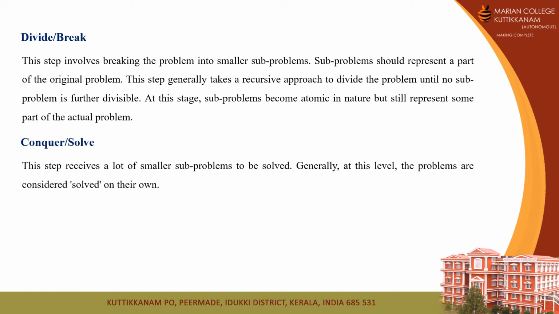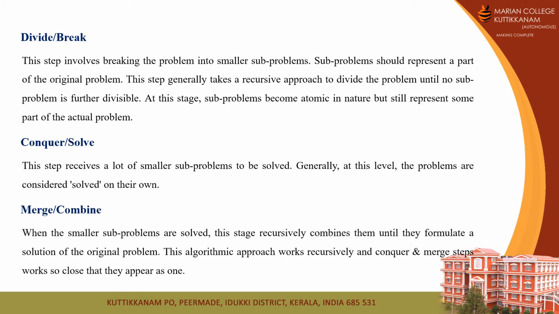Conquer or solve. This step receives a lot of smaller subproblems to be solved. Generally, at this level, the problems are considered solved on their own. Merge or combine. When the smaller subproblems are solved, this stage recursively combines them until they formulate a solution of the original problem. This algorithmic approach works recursively, and conquer and merge steps work so closely that they appear as one.